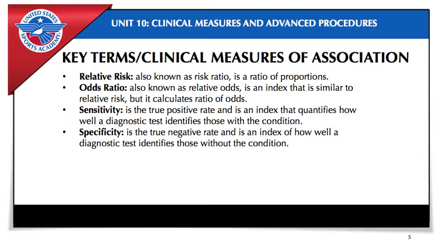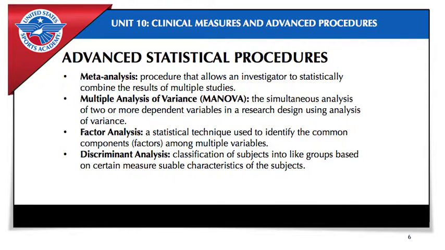Clinical measures of association. Here are a few key terms that you should remember in this unit. Relative risk is a ratio of proportions and is also known as the risk ratio. Odds ratio is an index that calculates the ratio of odds. Sensitivity is the true positive rate and is an index that quantifies how well a diagnostic test identifies those with the condition. Specificity is the true negative rate and is an index of how well a diagnostic test identifies those without the condition.